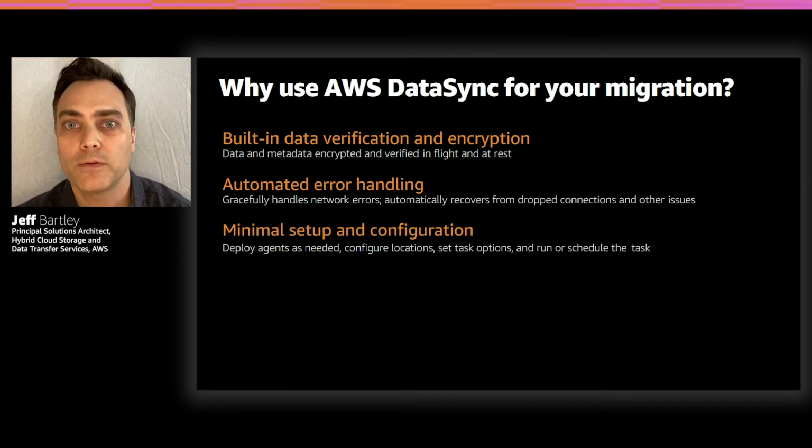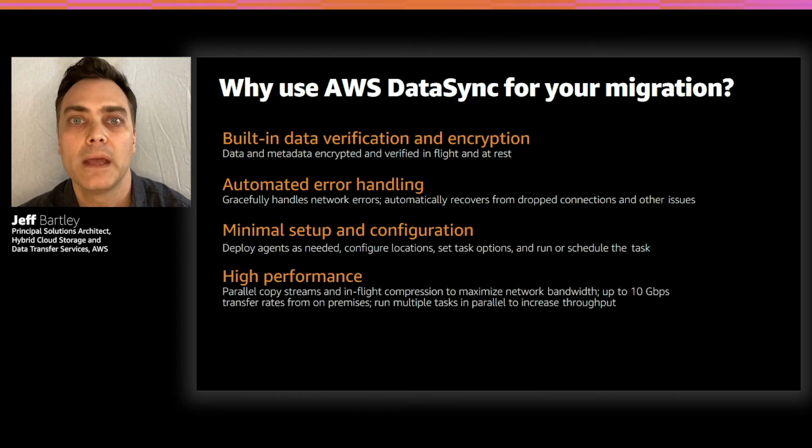It's built for high performance. We've talked about this a little bit, but it does parallel copies of data to maximize your network bandwidth. And in fact, a single DataSync agent can copy data up to 10 gigabits per second if your network bandwidth is available for that. And I've got a number of customers who have used DataSync to copy data at 100 terabytes a day of data or more.